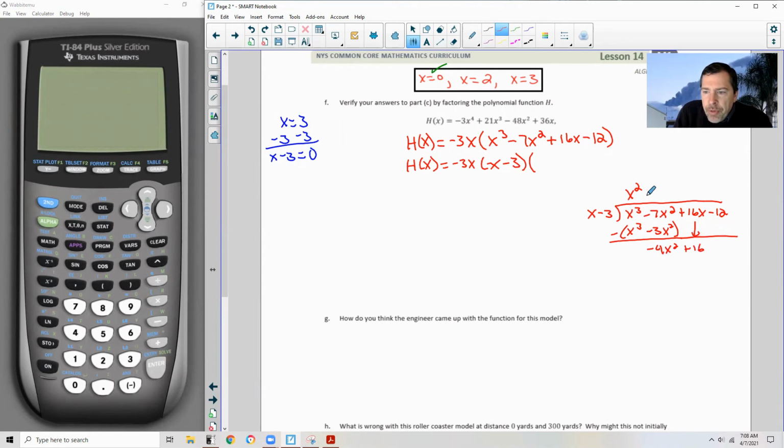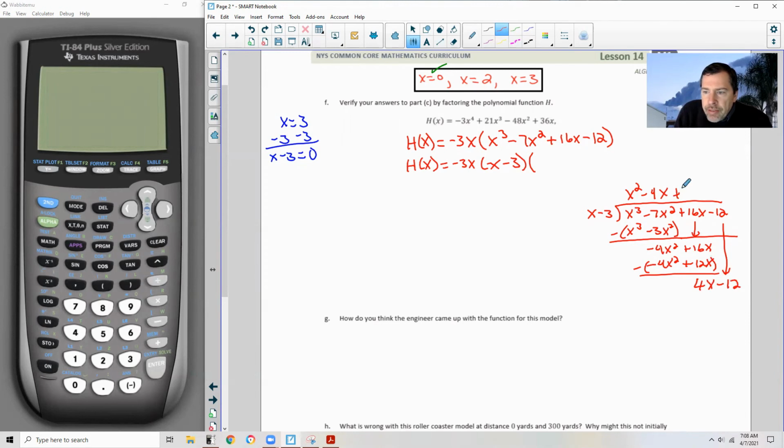Negative 4x squared divided by x is negative 4x. We're going to multiply this through by negative 4x. That would give me negative 4x squared. Negative times a negative is positive. I forgot my x here. And 4x times 3 is 12x. We're going to subtract that. This cancels. 16 minus 12 is 4x, and bring down my minus 12.